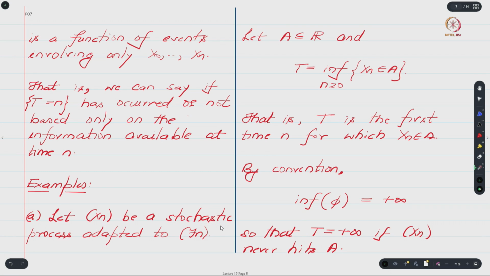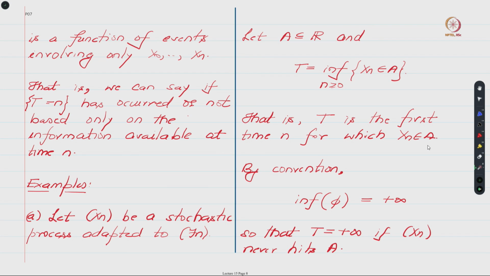Let us say X_n is some stochastic process adapted to F_n. This F_n need not be the sigma field that I introduced previously, it could be some arbitrary filtration. Let A be some subset of R, for example the set of non-negative real numbers, and let T be defined as the inf over n of the event X_n belongs to A. So what this is saying is you are looking for the first time at which the process X_n takes a value that lies in A. This is also referred to as the time to hit A. T is the first time for which X_n belongs to A.